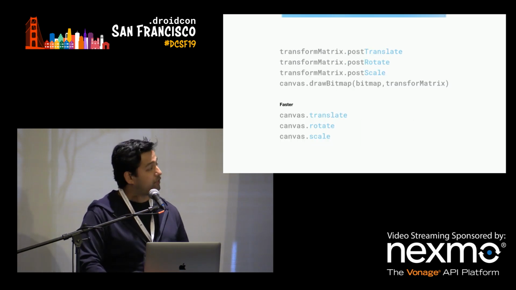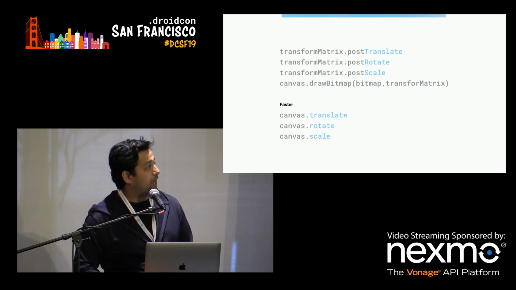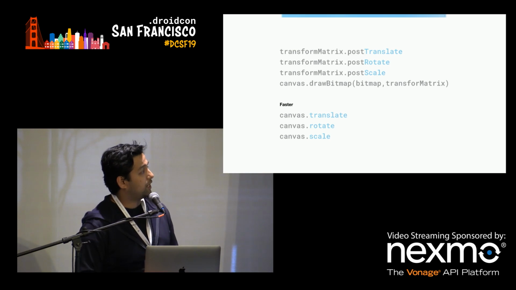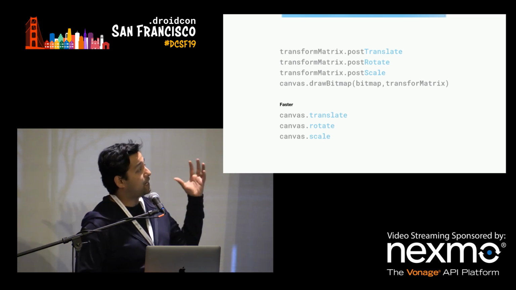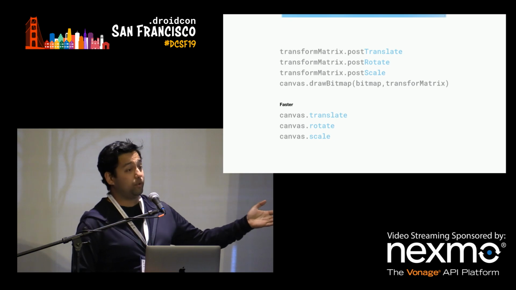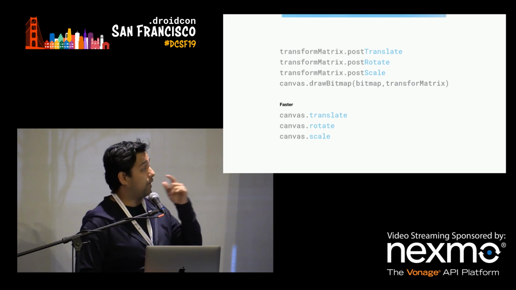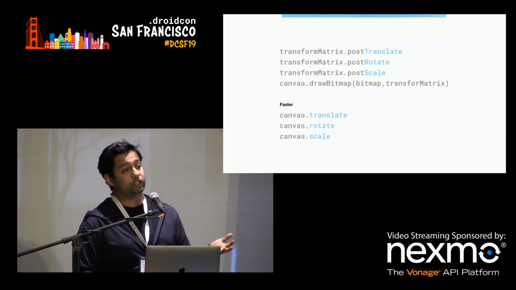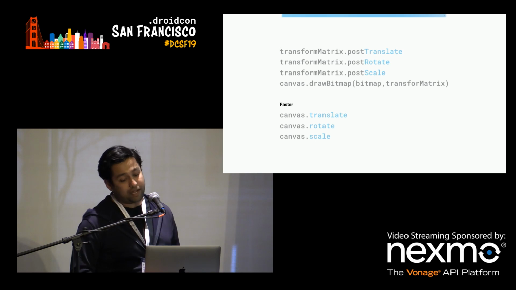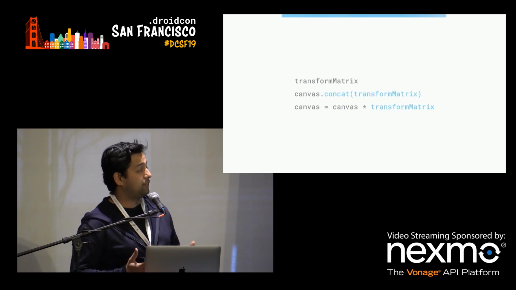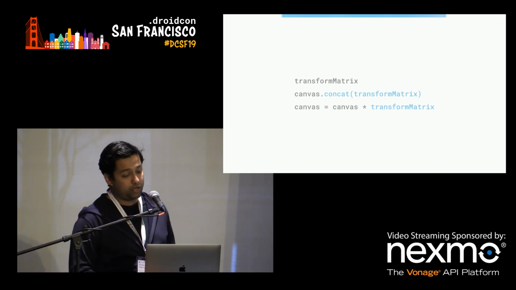Now, there's an interesting thing that I'm going to point out here, and this is especially important if you're doing operations like scaling, rotation, and translating. If you do the operations on a transformation matrix and then apply it to a bitmap to be drawn on the canvas, this is a lot slower than doing the operation directly on the canvas. So I would suggest that if you want to do scaling, rotation, and translating, do direct operations on the canvas, which is much faster. If you want to group them and do it in one shot, you can take the transformation matrix and concatenate it to your canvas.